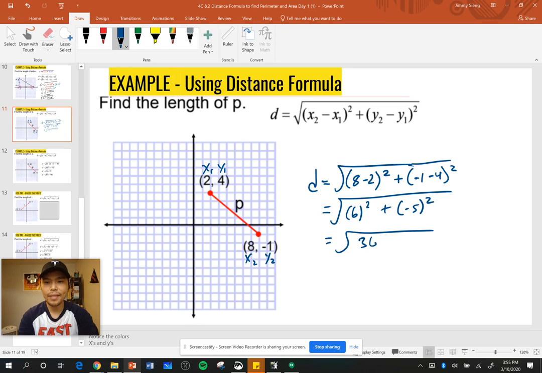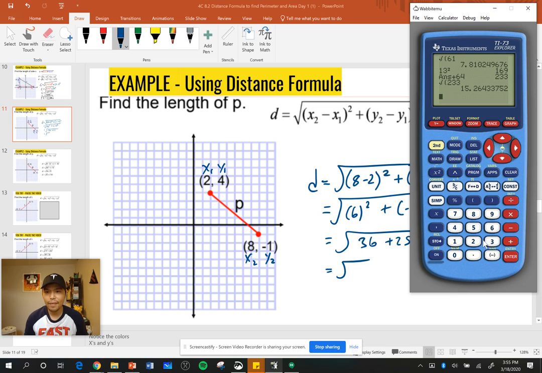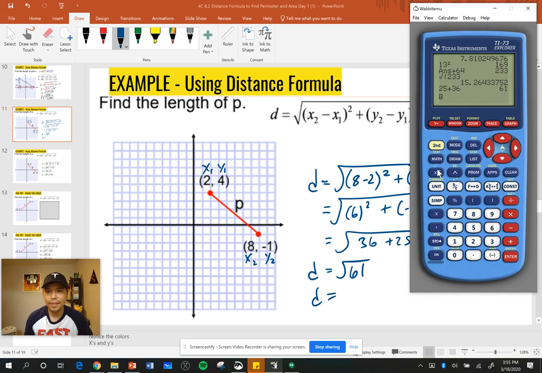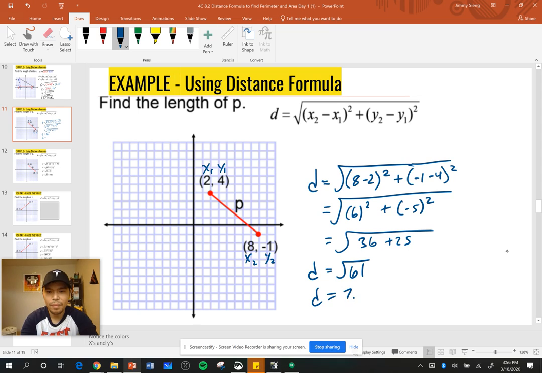I get 36 plus 25. I'm going to double check my calculator just so I can be precise. So I got 25 plus 36, that's 61. I think I saw this number before, didn't we? So my distance is equal to the square root of 61. I don't have a good memory of what it was, like 8 point something? 7.81. That's my distance.